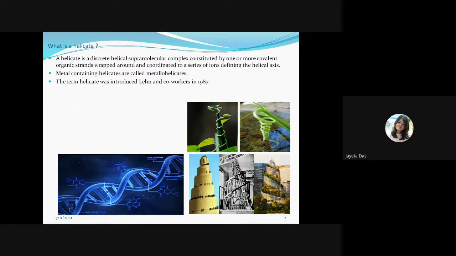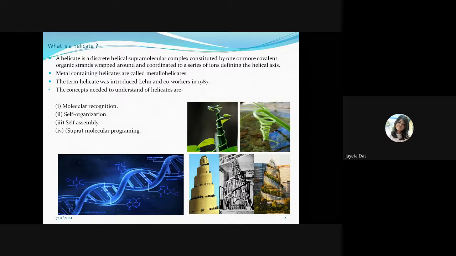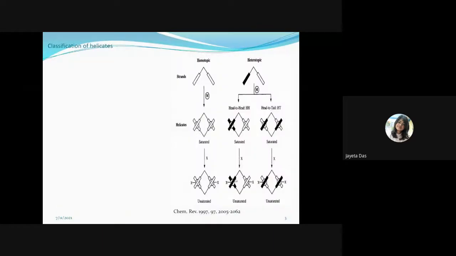The term helicate was first introduced by Lehn and co-workers in 1987, and there are four concepts which are needed to understand the helicates. First is molecular recognition, second is self-organization of the helicates, third is self-assembly of the strands of the helicates, and fourth is supramolecular programming. Now, to know about helicates, we should know about their classification.